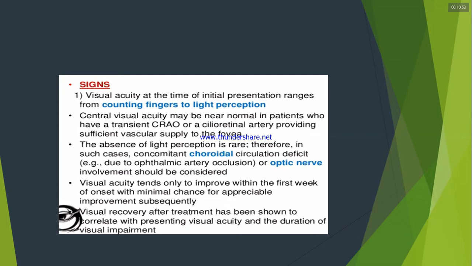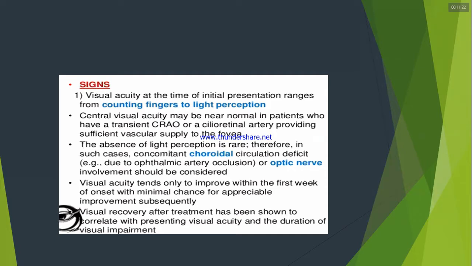So PL is the perception of light and PR is the projection of rays. For PL, you throw a light in the eye and see whether the patient is seeing something, that light or some brightness, or not. For PR, you throw the light from all four quadrants and ask whether the patient can see the light coming from any quadrant, that is superior, inferior, nasal or temporal. So that is the PL.